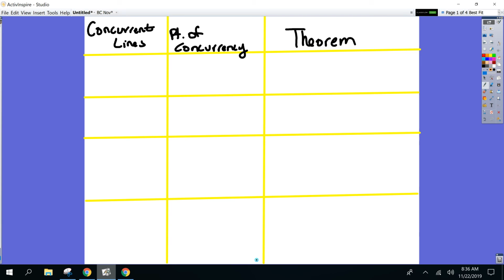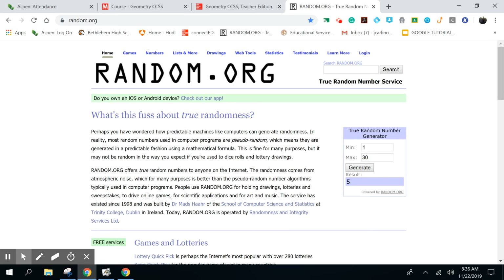So here we go. There are 4 concurrent lines in a triangle. Quiz on Monday. I'll start talking about the quiz as I go through this chart. 4 concurrent lines in a triangle. 1 concurrent line. Name it.